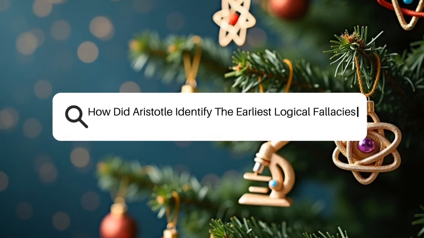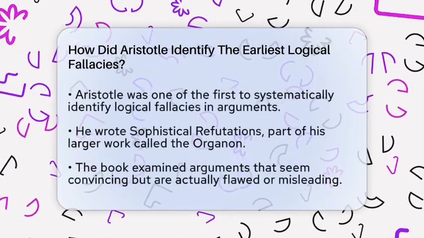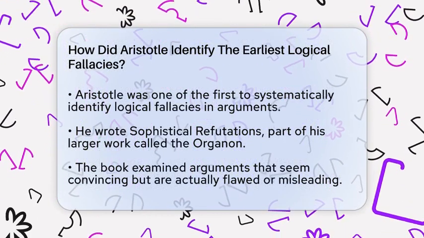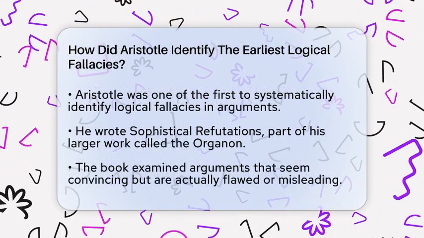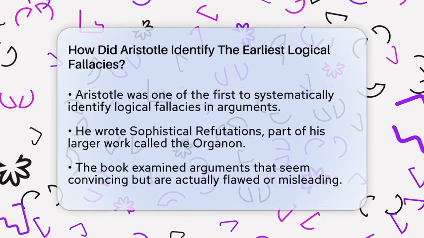How did Aristotle identify the earliest logical fallacies? Imagine trying to spot tricks in arguments hundreds of years ago. Aristotle was one of the first thinkers to do this systematically. He wanted to understand how people could be fooled by flawed reasoning.